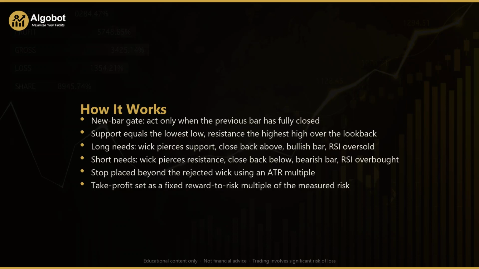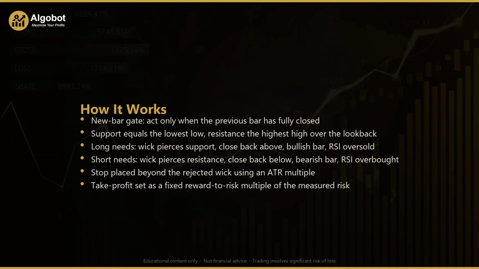Now for the long side. The strategy detects a bounce at support when four conditions line up together. 1. The signal bar's low pierces into the support zone, allowing a small ATR-based buffer for tolerance. 2. The bar closes back above support, so the level was reclaimed. 3. The bar itself is bullish, meaning it closed above its open. And 4. The relative strength index is oversold, sitting at or below the 32 threshold. When all four agree, the EA signals a buy at the current ask price.